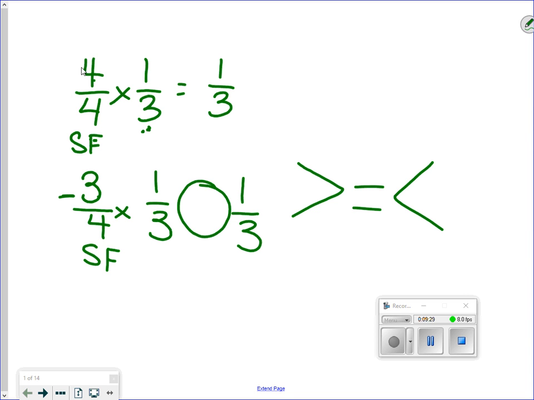I can just look at this, my scaling factor. What do I need to make 1? I need 4/4. Is 3 less than 4? Yes. So this is less than that. I don't even have to work it. So this ends up being bigger, because 3/4 is less than 4/4.